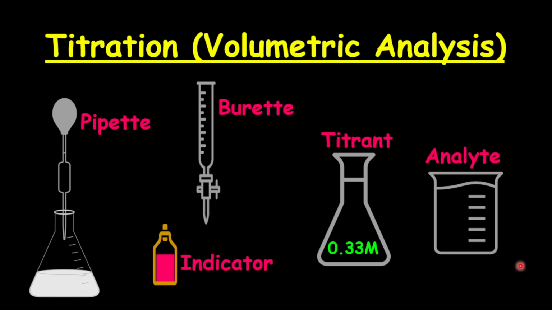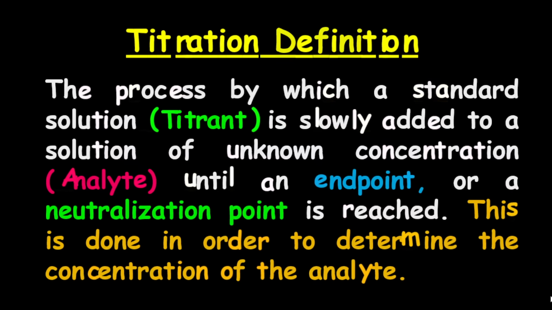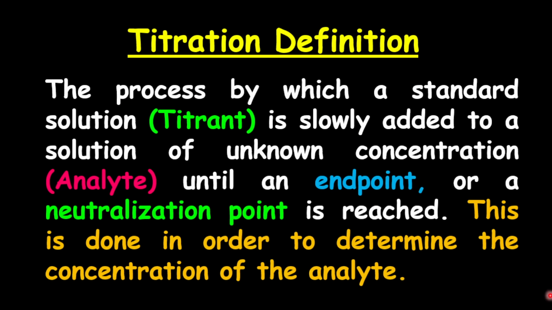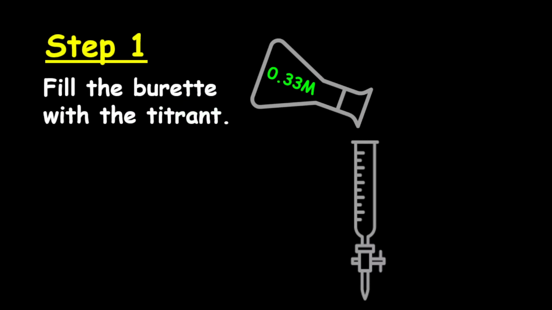So let's jump through as fast as we possibly can. Titration is a process by which a standard solution, which is called a titrant, is slowly added to a solution of unknown concentration. We call it the analyte, until the endpoint is reached. How do you know when the endpoint is reached? It could be a neutralization point, as we also call it, and this is done by using an indicator. The indicator tells you when you reach an endpoint. The reason you do a titration is to determine the concentration of an analyte, an unknown substance. When the substance is unknown, you use titration to determine its concentration.